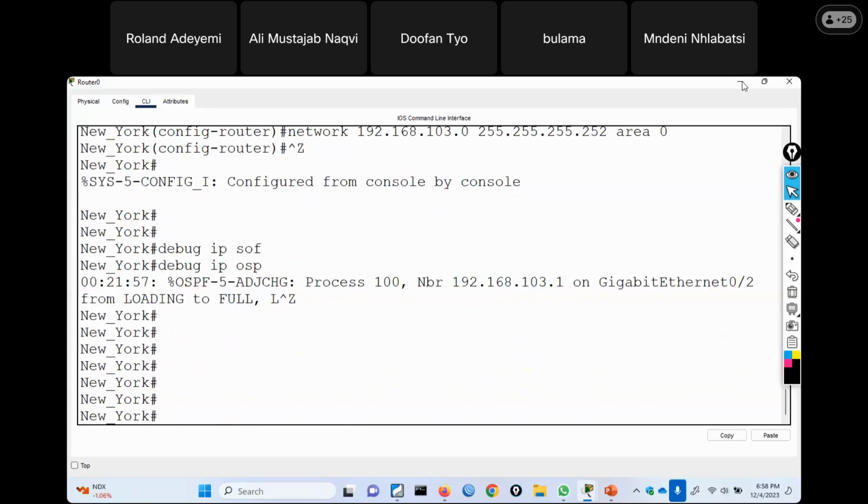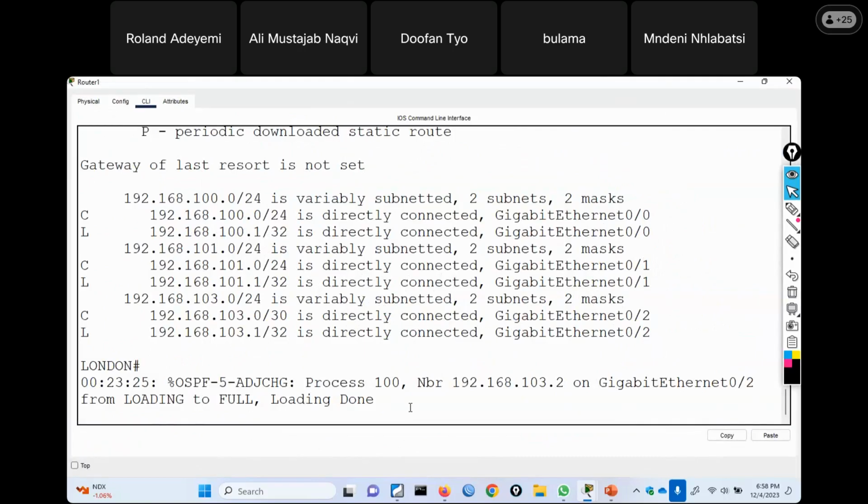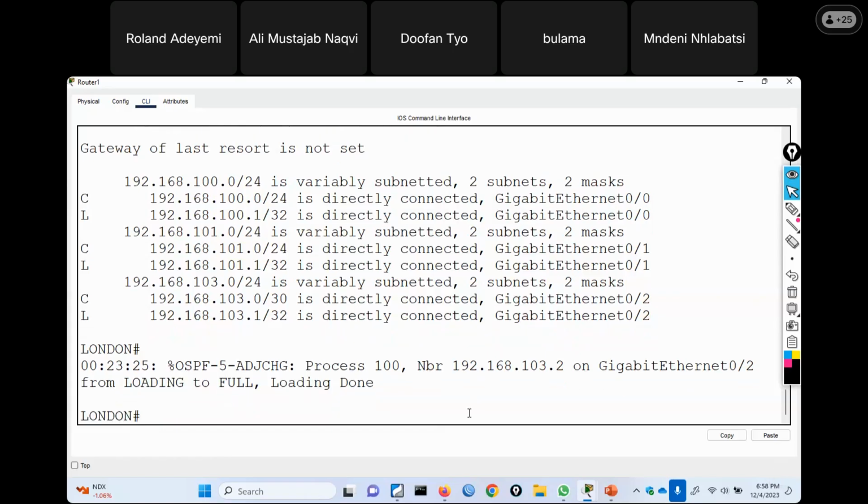Now, what is happening here? Have these routers formed neighbor? Let's find out. On the London router, look at it here too. It's loading to full and then done. Anytime you are doing OSPF, once you see this loading to full, know that you have done the right thing. But if you don't see it, something is missing somewhere. That means the routers have not formed neighbor. But the fact that these routers formed neighbor doesn't mean that they are going to share the information. If you do not advertise the information, they can't share the information. So let's find out if they have formed neighbor.